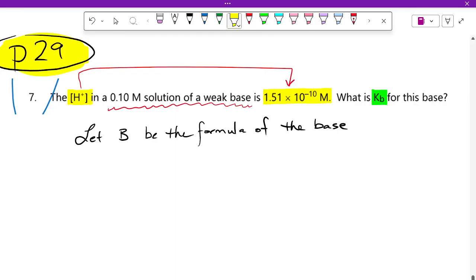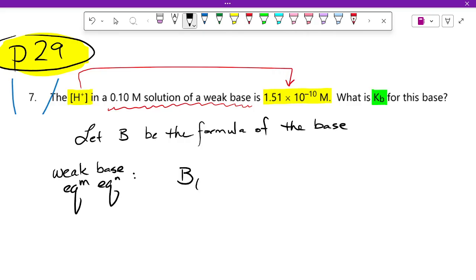All right, and now, just like in our Ksp things, instead of the solubility equilibrium, we need to write the weak base equilibrium equation. The WB. Okay, so we have B, which is, what state is the base? Aqueous.